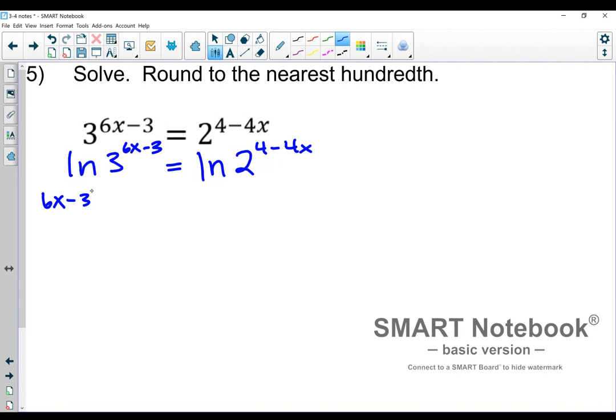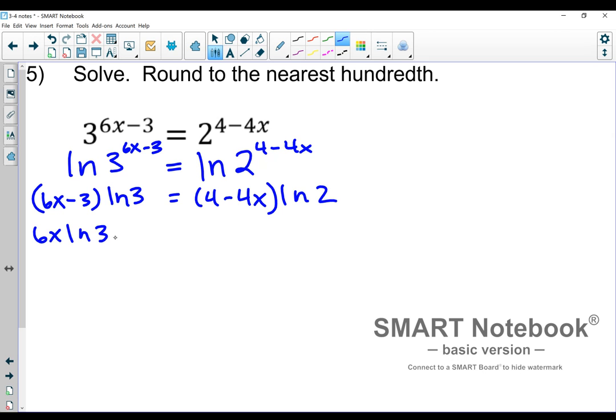So now I have the quantity 6x minus 3 times the natural log of 3, and I have this 4 minus 4x now as a coefficient of natural log of 2. So now I'm going to distribute that. So I'll have 6x times the natural log of 3 minus 3 times the natural log of 3. And my equal signs are just not going to be lined up. There's no hope at this point. On my other side, I have 4 natural log 2 minus 4x natural log of 2.